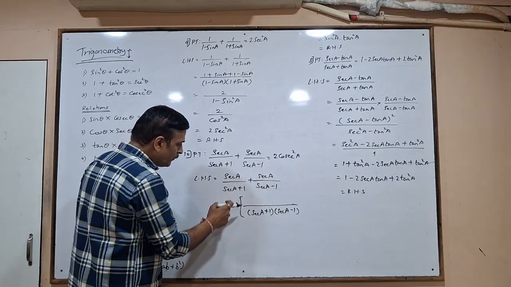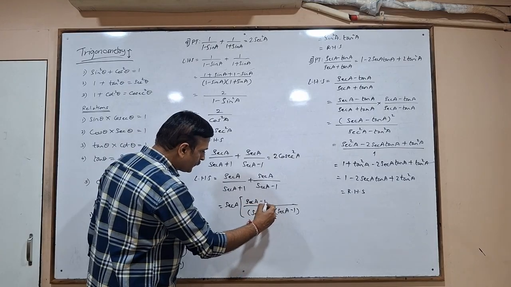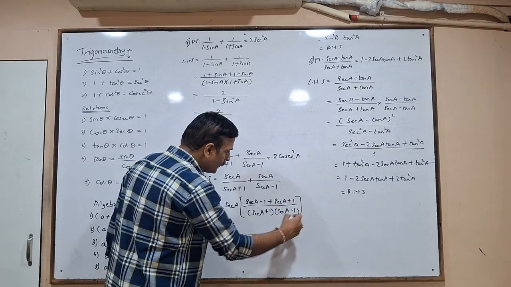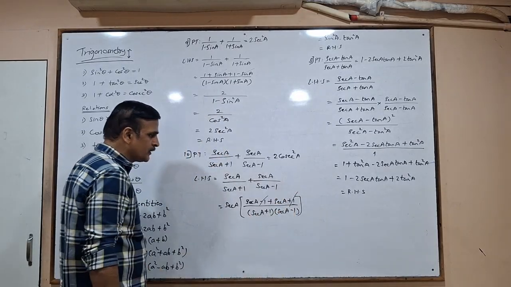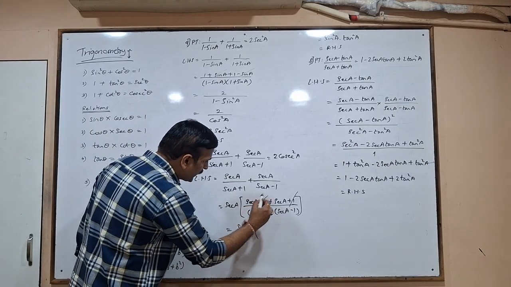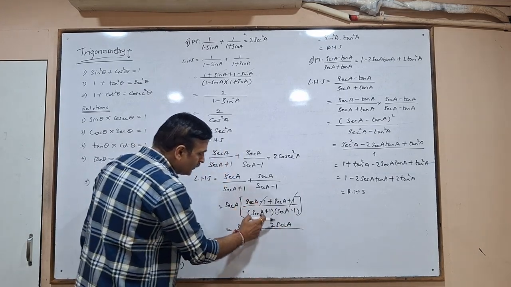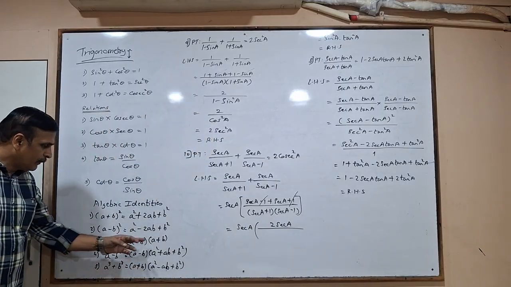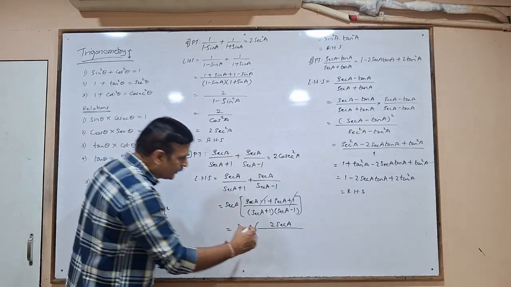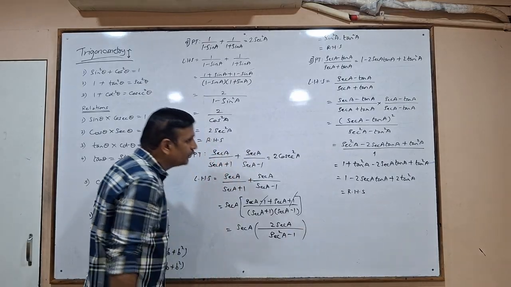Once I take sec A common, 1 remains. So 1 into this is sec A minus 1, and 1 into this will become sec A plus 1. So plus 1 and negative 1 get cancelled. Now what remains is sec A. Sec A plus sec A is 2 sec A, and in the denominator it is of the form A plus B into A minus B, which is A square minus B square. So it will become sec square A minus 1.